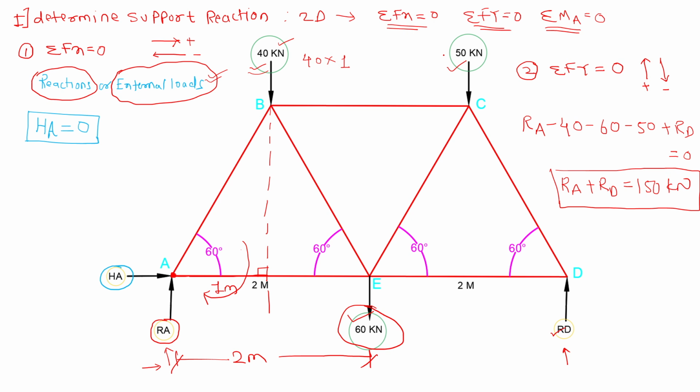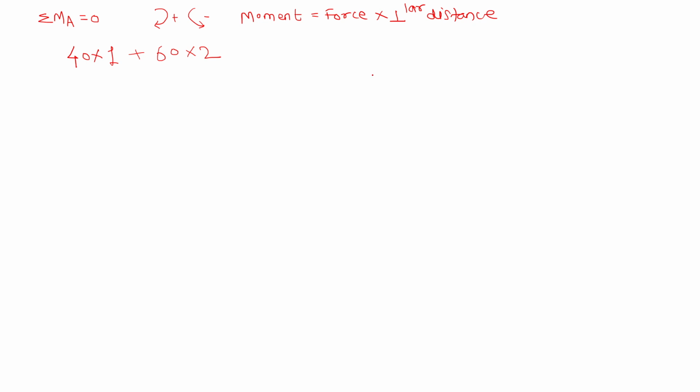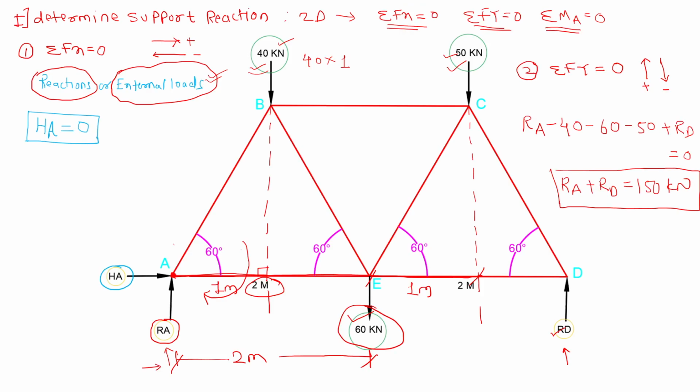Now next external load is 50 kilonewton. So this is the line of action, and this is the perpendicular distance. So this distance is 2 meter and this distance is 1 meter. So 2 plus 1, 3 meter. So plus 50 into 3, because again it is making clockwise movement.